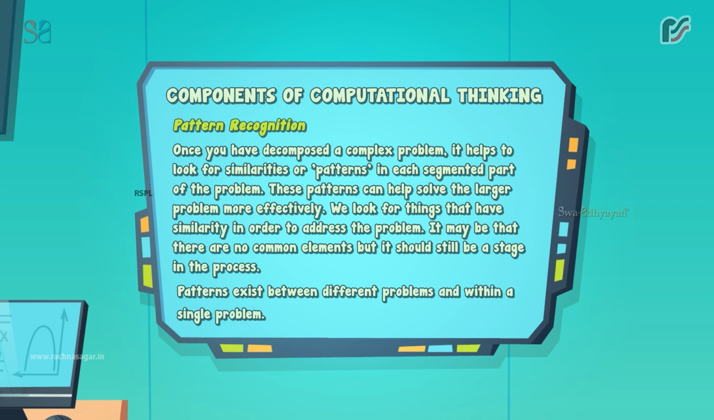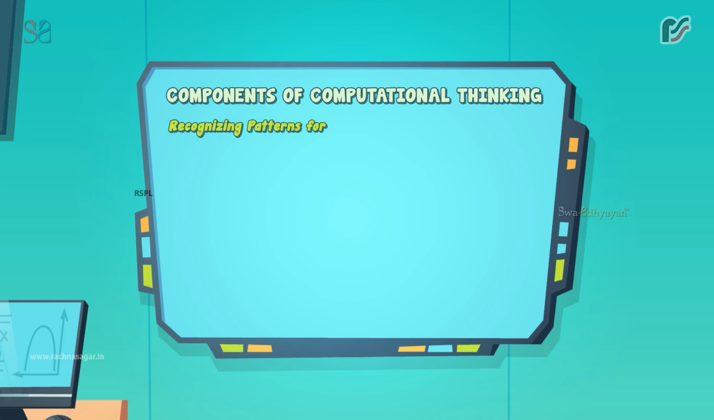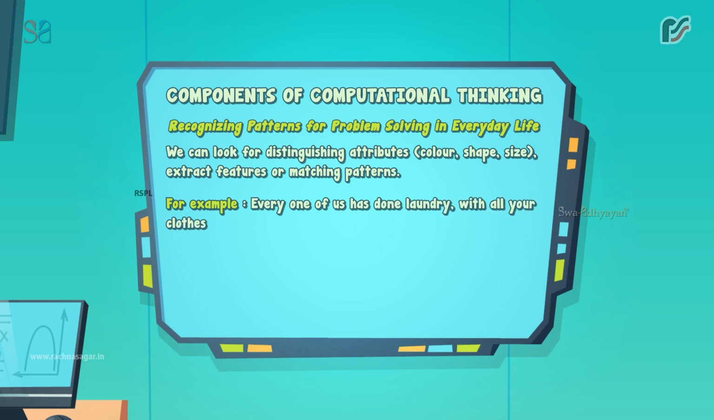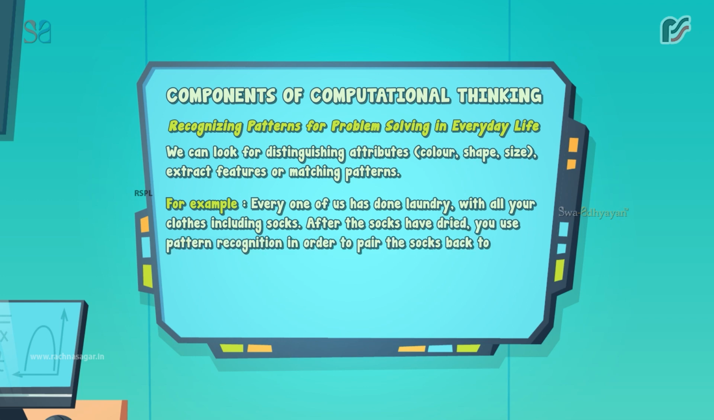Patterns exist between different problems and within a single problem. For recognizing patterns for solving problems in everyday life, we can look for distinguishing attributes like color, shape, size, and extract features or matching patterns. For example, every one of us has done laundry with all your clothes, including socks. After the socks have dried, you use pattern recognition in order to pair the socks back together.